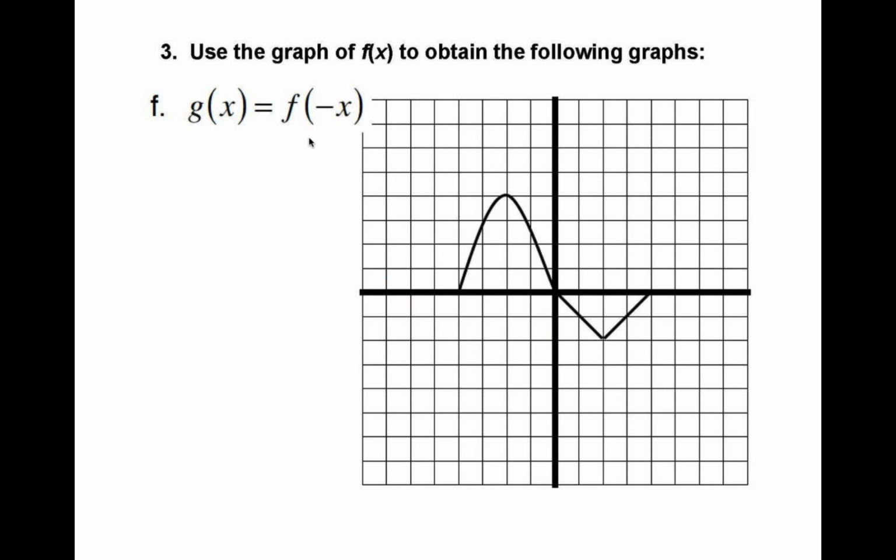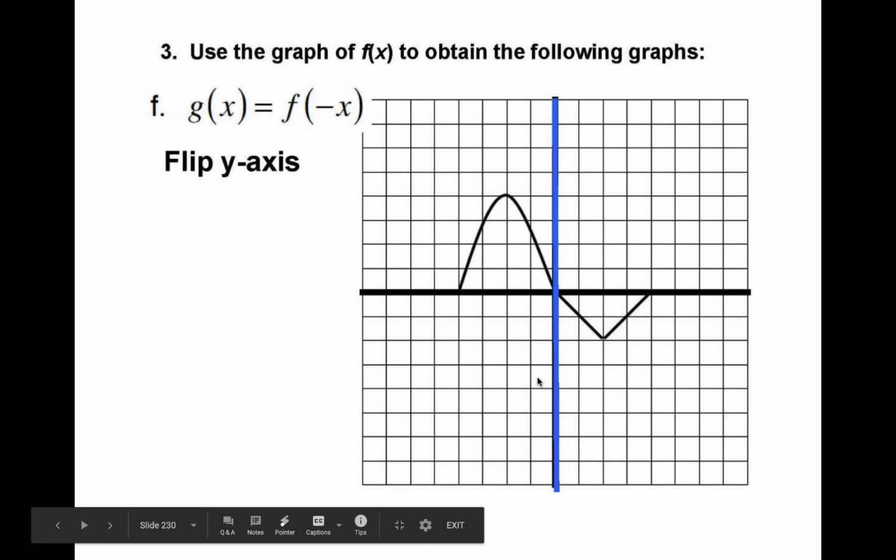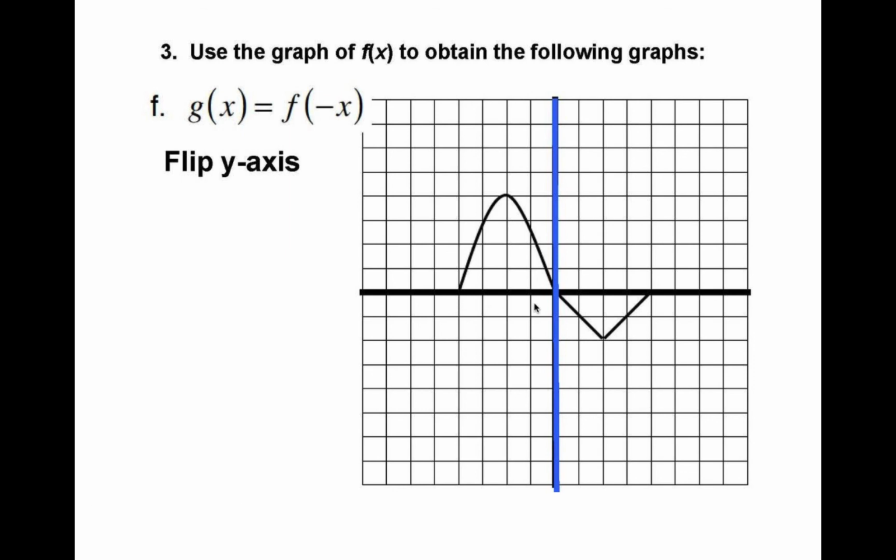We haven't talked about this one yet, but when you have a negative inside like this, that means it's going to be a flip on the y-axis. So this is the y-axis. So starting here, this is going to flip from left 4 to become right 4. This is going to flip right 2. This is not going to go anywhere. The V flips over the y-axis to be left 2, and this flips to be left 4.